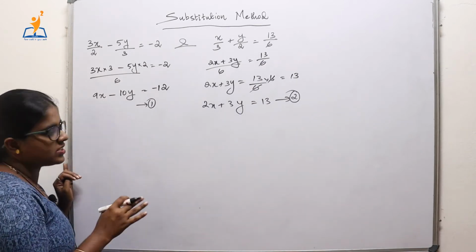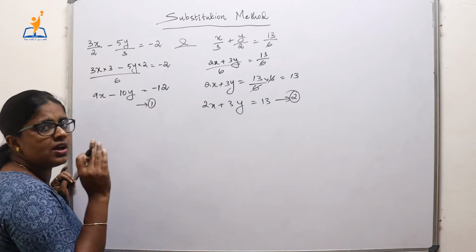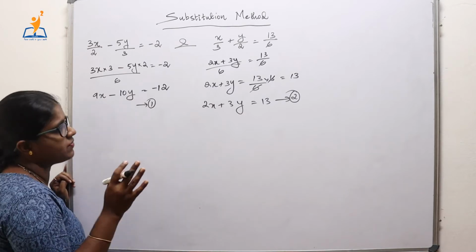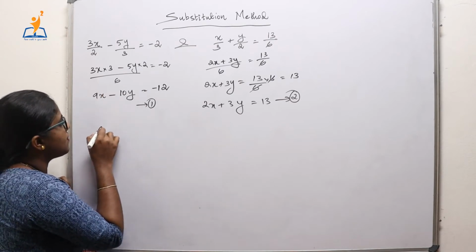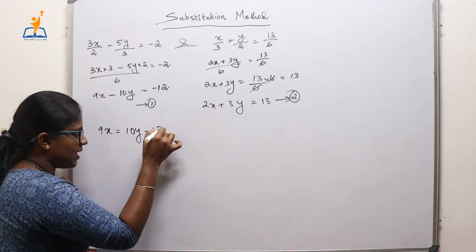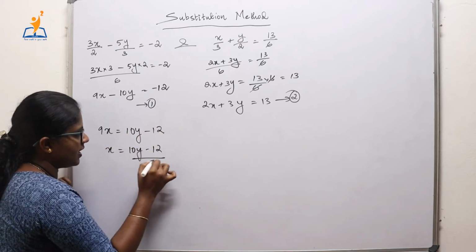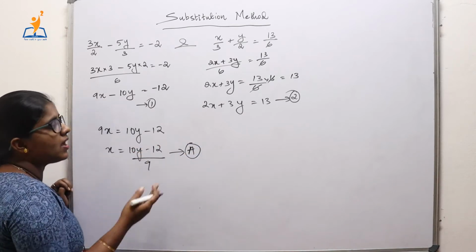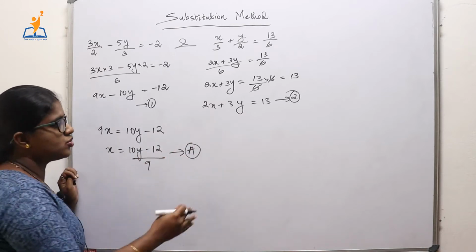Now we are going to apply the substitution method. We got two equations, and first of all we have to find x in terms of y or y in terms of x from any of these equations. Let us consider equation 1 first. From this we can find x, that is 9x becomes 10y minus 12, and x becomes (10y minus 12) divided by 9. So this is our equation number A. Now what we have to do is substitute this A in equation number 2.